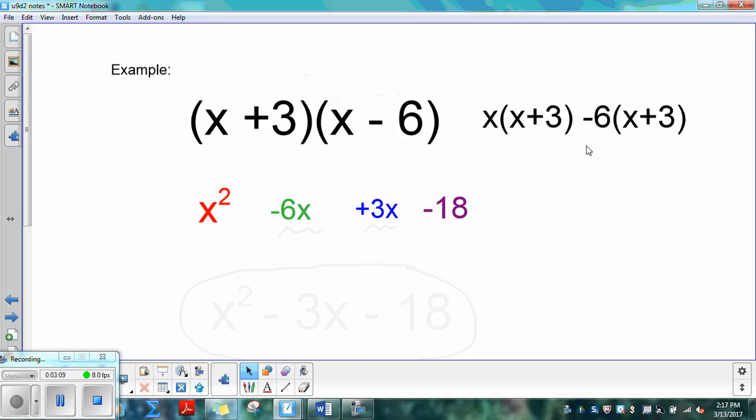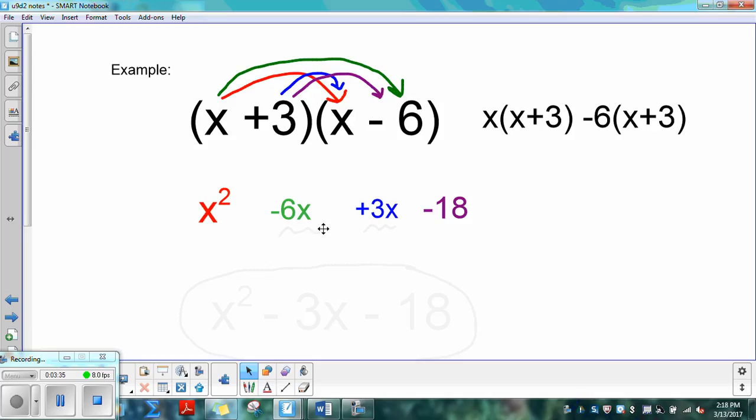So I wanted to show it to you this way, because if you do it this way, you see all the different colors? We get the x squared by multiplying the x times this x. We get the negative 6x by multiplying this x out here by this negative 6 on the end. We get the 3x from the 3 and the x in the middle. And we get the negative 18 by the 3 and the negative 6. That's going to help you understand the next part.